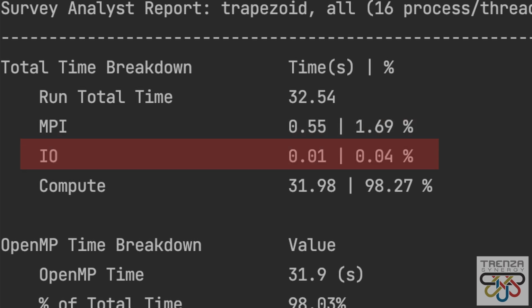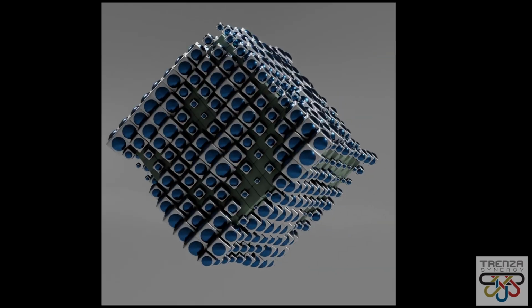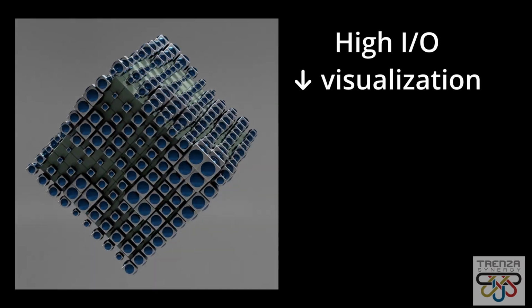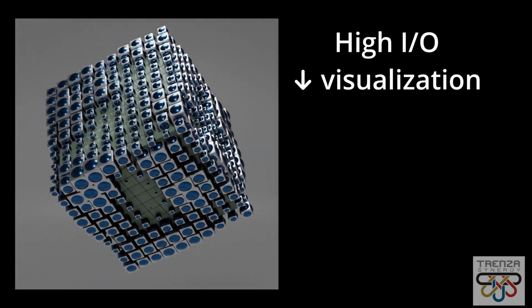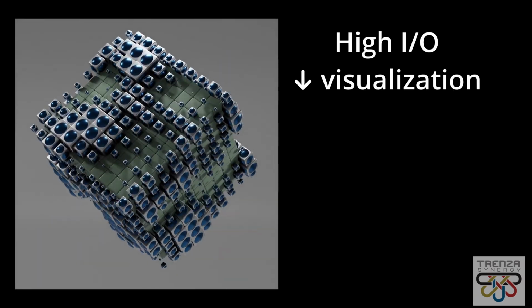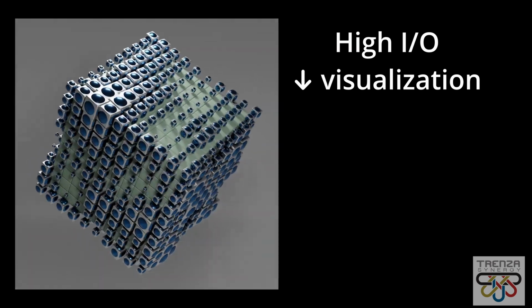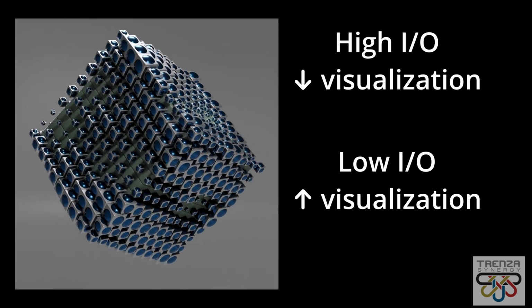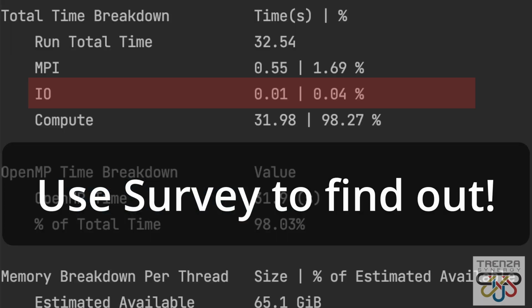The I/O percentage, similar to the MPI percentage, tells you how much time the run is spending performing reads and writes. One common cause of I/O activity is creating visualizations with the run. If you have a high I/O percentage, you may want to decrease the visualization granularity for better run efficiency. But if your I/O percentage is low, you might be able to increase the visualization granularity. Again, you can use Survey to see what happens to the I/O percentage as you change your run's visualization settings.